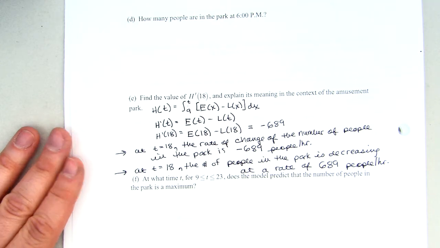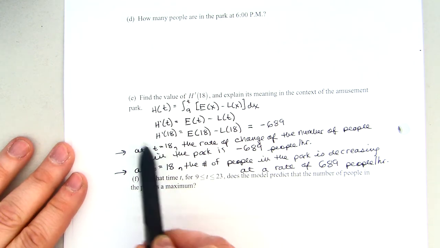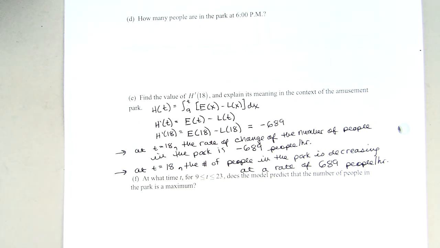Either tell me the rate of change of the number of people in the park is negative 689 people per hour, or tell me, probably the better way to describe it, the number of people in the park is decreasing. Although, again, it would be wrong if you said the rate of change of the people in the park is decreasing, because that's kind of like you're looking at the derivative of h prime of t, h double prime, which is not what we're doing here.